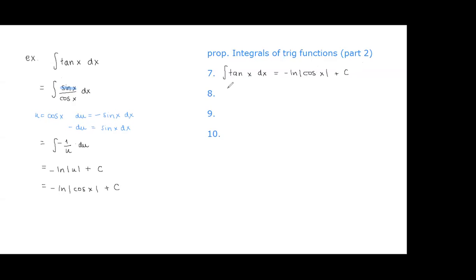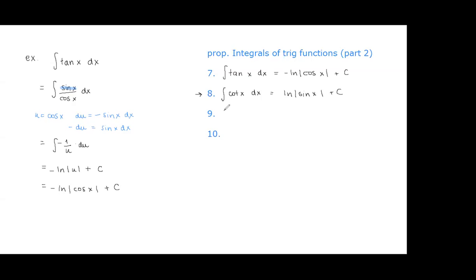Then the antiderivative of cotangent of x with respect to x is obtained in the exact same way. So I suggest that you try to do this just as practice. It's exactly the same way to find the integral of tangent of x, except cotangent is cosine over sine and not sine over cosine, right? So the substitution is going to be different, but the logic is the same. And this gives ln of the absolute value of sine of x plus c.